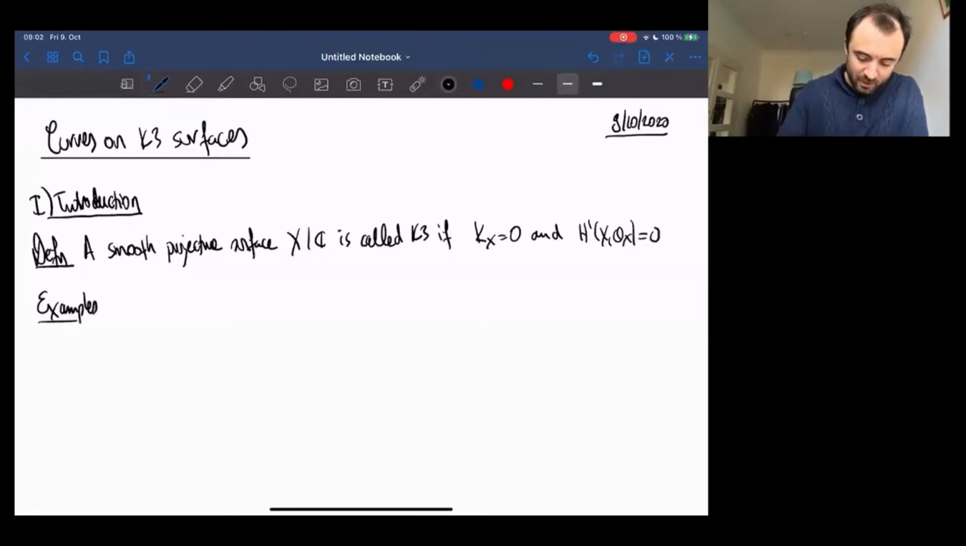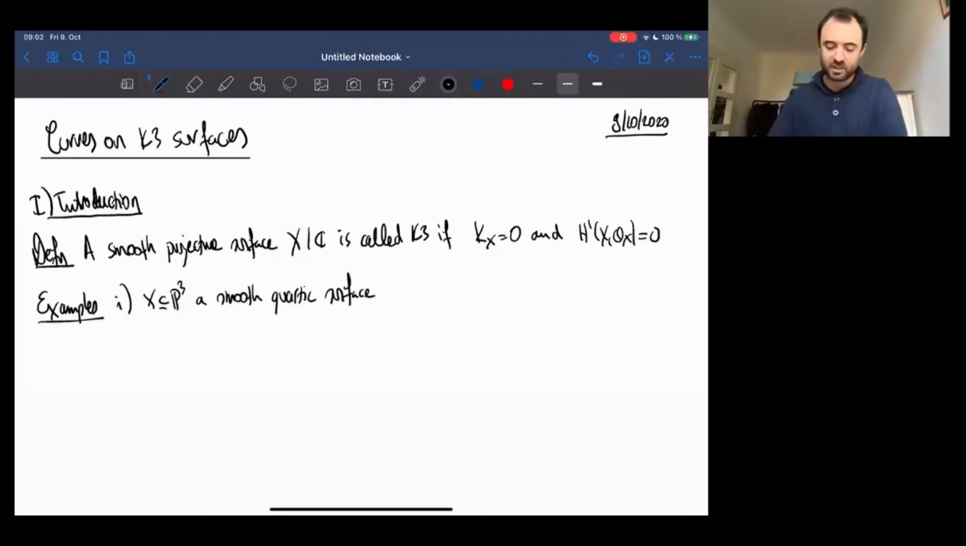Okay, so some examples of K3s, just to convince you, if you haven't seen them before, that they appear very naturally in nature. The first example that one encounters is if I take X inside P3 a smooth quartic surface. This is a K3 surface. And in fact, because it admits a polarization from P3 whose self-intersection is 4, we call it a degree 4 K3 surface.